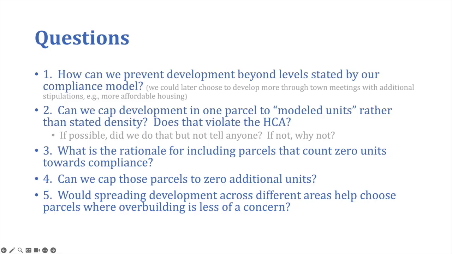First, how can we prevent development beyond levels stated by our compliance model? Can we cap development in one parcel to modeled units rather than stated density? Does this violate the Housing Choice Act? What is the rationale for including parcels that count 0 units towards compliance? Can we cap those parcels to 0 additional units? Would spreading development across different areas help choose parcels where overbuilding is less of a concern?